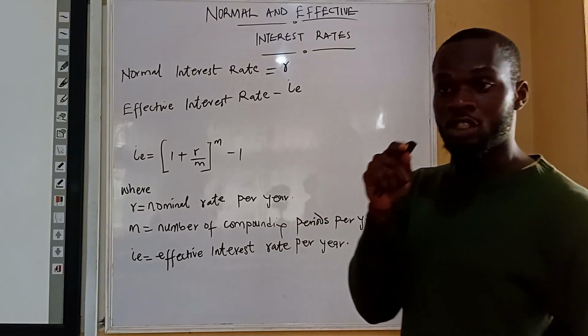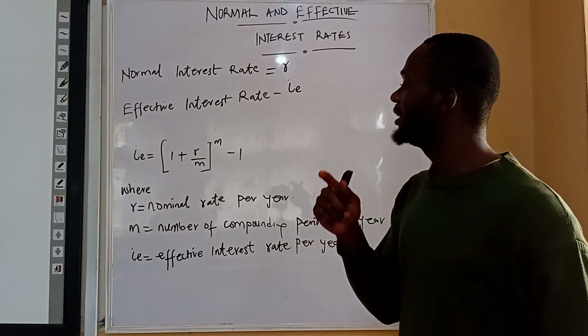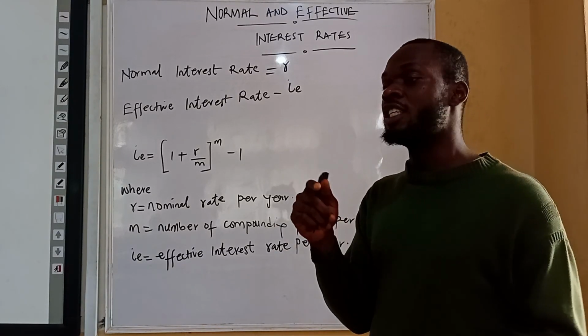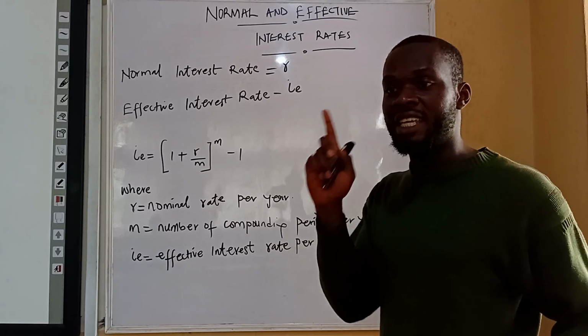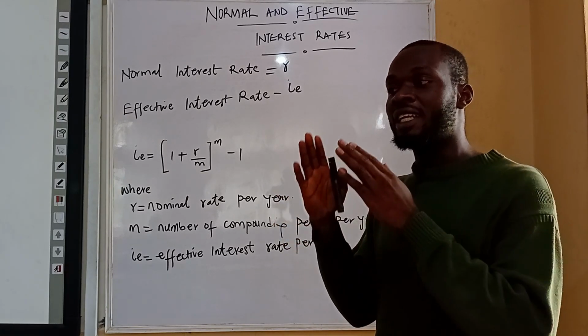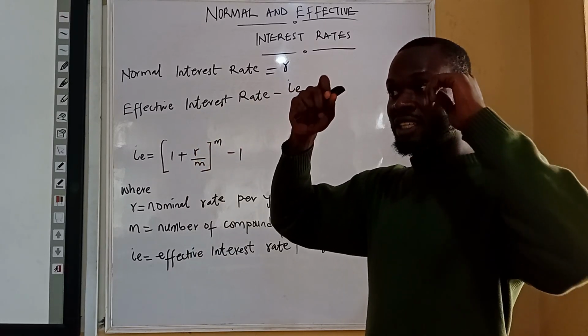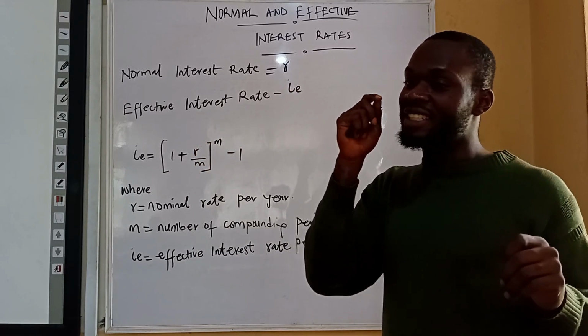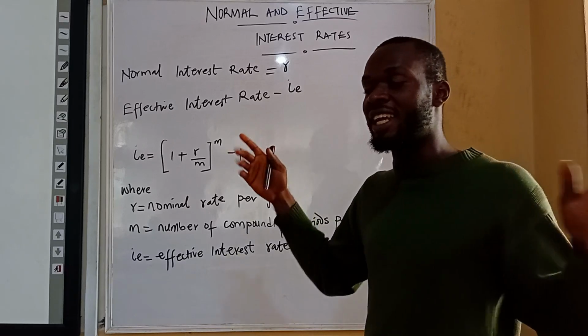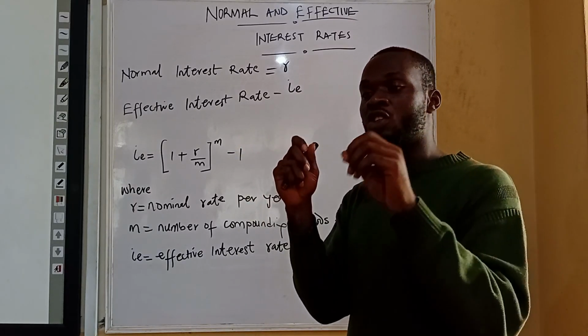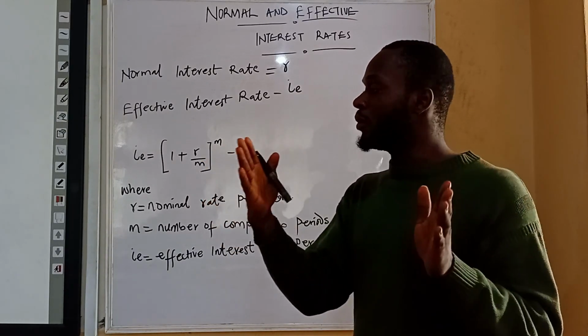But in a situation whereby we are told that the interest rate given is compounded more than once a year, if you want to calculate anything for that year, that interest rate that was given to you is not the interest rate to use for that year. That interest rate is only for the period of time that you were told.